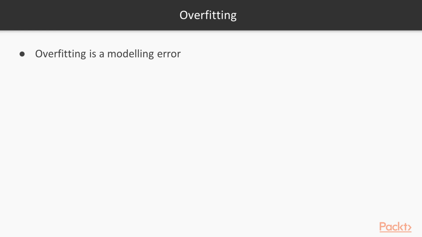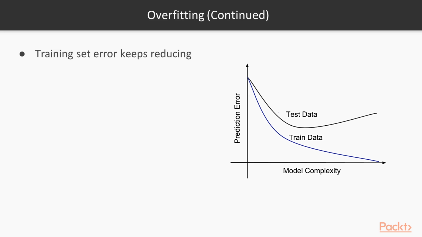Overfitting is a modeling error in which the function tries to fit too closely to the training data. What happens in a real-world scenario is as you keep increasing the model complexity, the prediction error on the training data keeps reducing. But at one point, if you keep increasing the model complexity, the test data prediction error starts to stagnate. After that point, it also starts to increase. This happens in the case of overfitting.